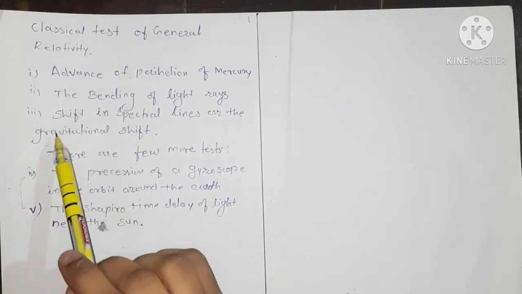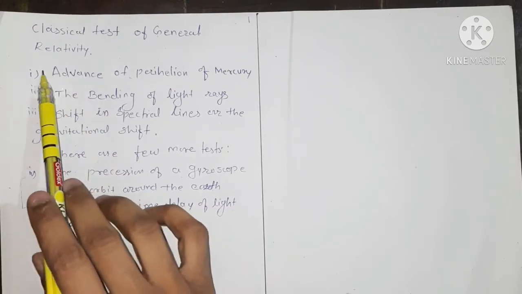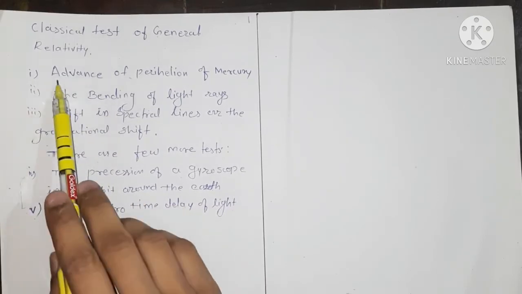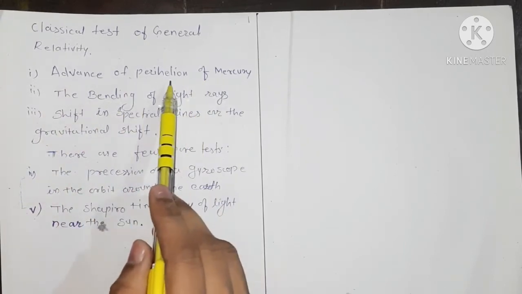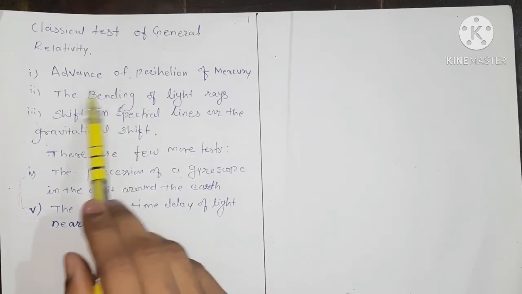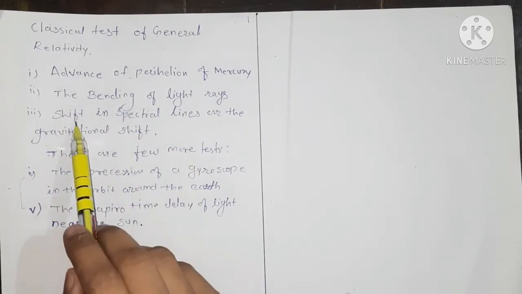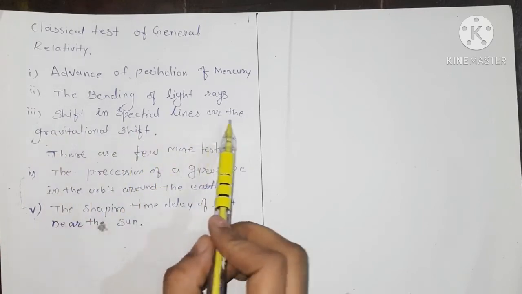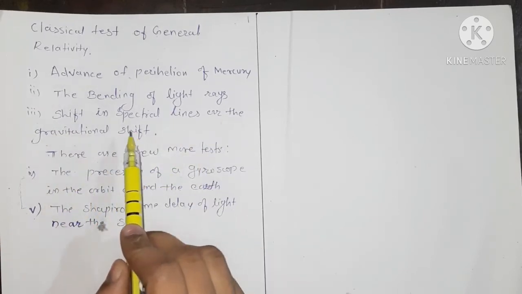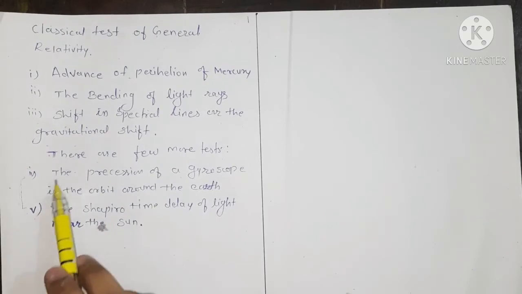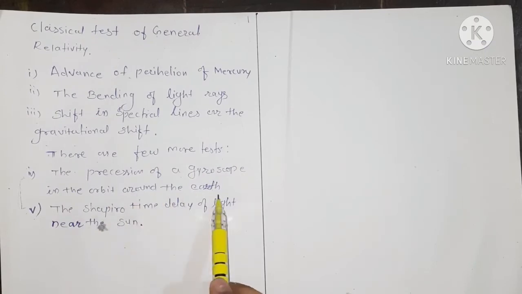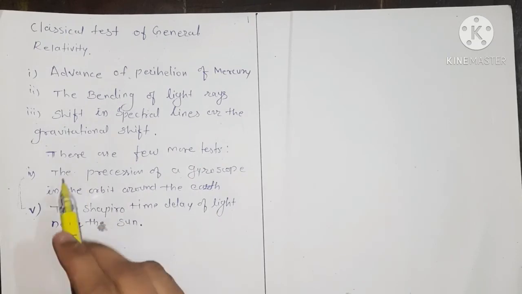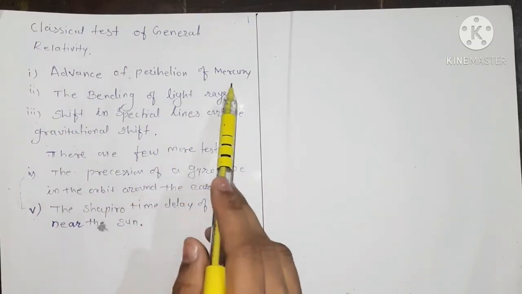There are a total of 5 tests here, but out of which we have only 3 in our syllabus. The first one is the advance of perihelion of Mercury, which we are going to see in today's lecture. The second one is the bending of light rays, and the third one is the shift in the spectral lines, or the gravitational shift. The fourth and fifth are 2 more tests: the precession of a gyroscope in orbit around the Earth, and the Shapiro time delay of light near the Sun. The first one is the advance of perihelion of Mercury.